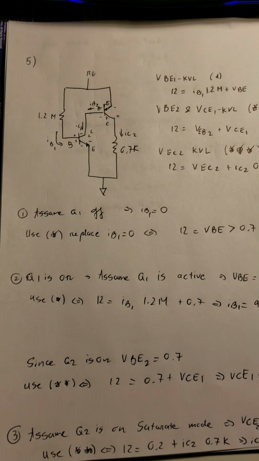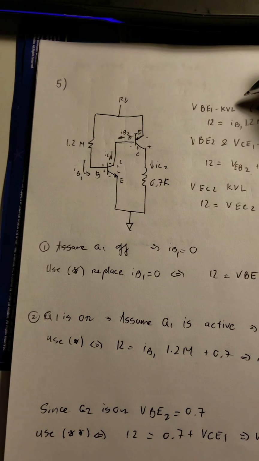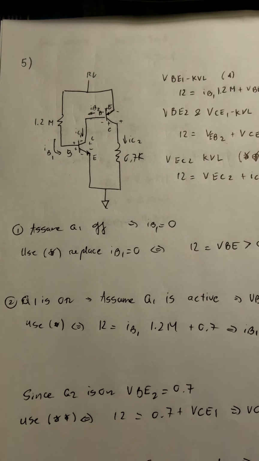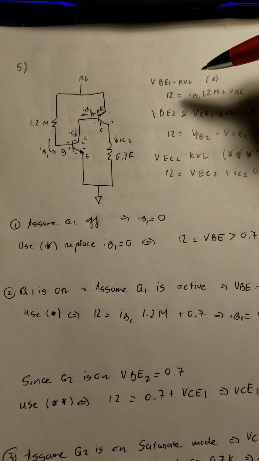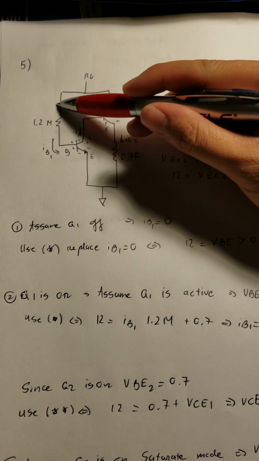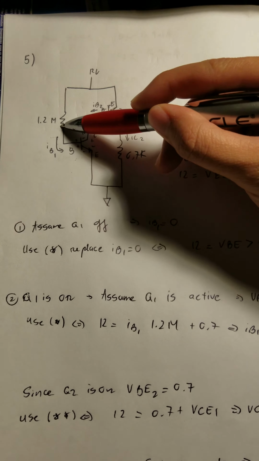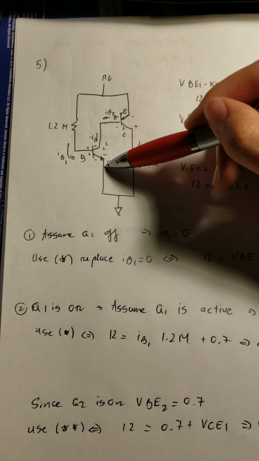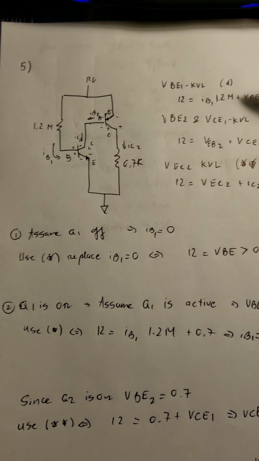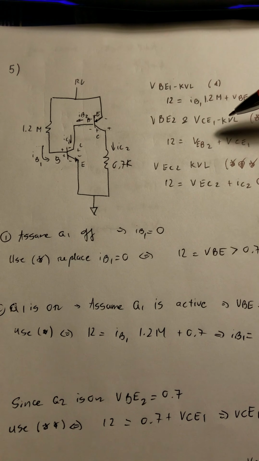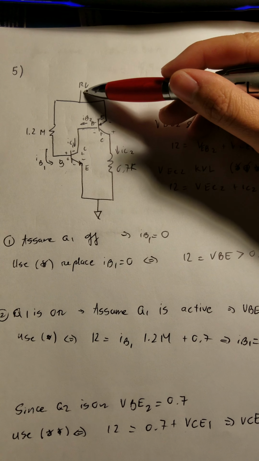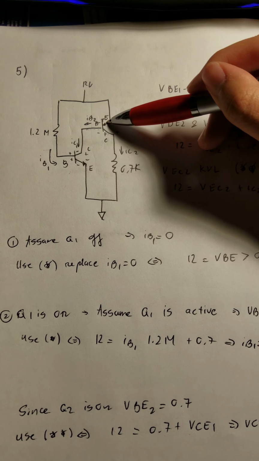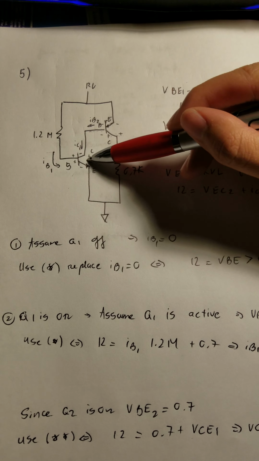Okay, so before we solve the problem, we gotta write out the KVL for VBE1, which is right here. So the VBE1 KVL is going to be 12 volt equal to IB times 1.2 megaohm plus VBE1, and then the VBE2 and VCE1 KVL is going to be this branch right here, 12 volt equal to VEB2 plus VCE1.